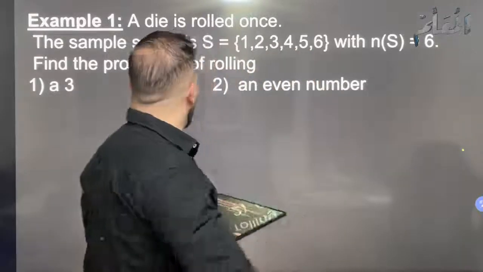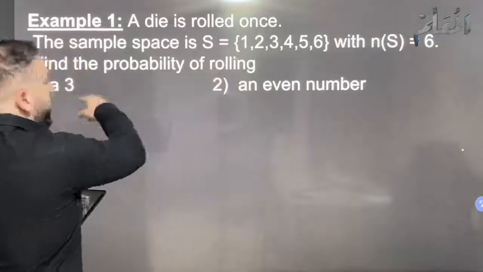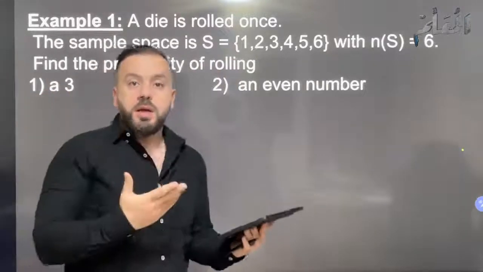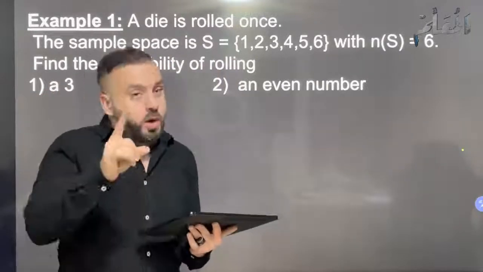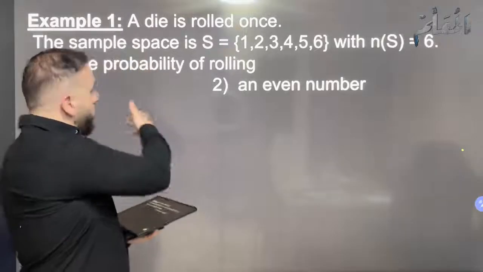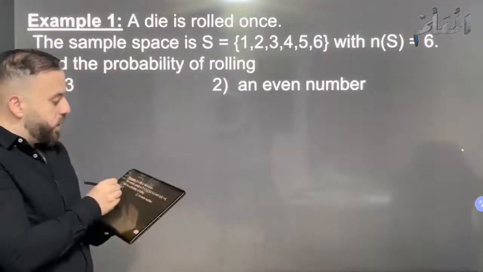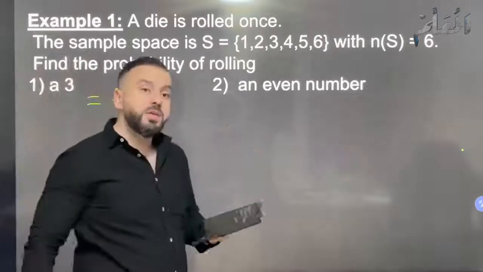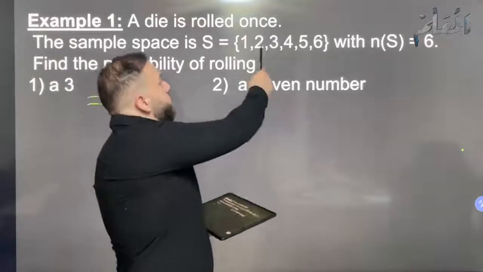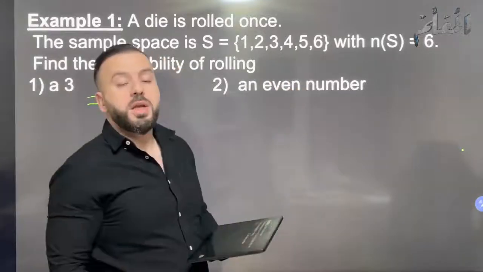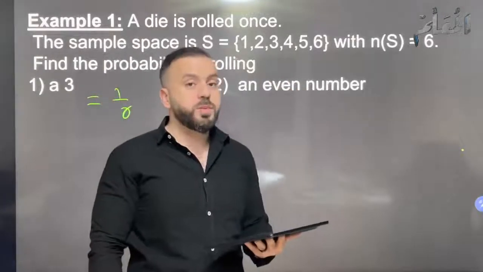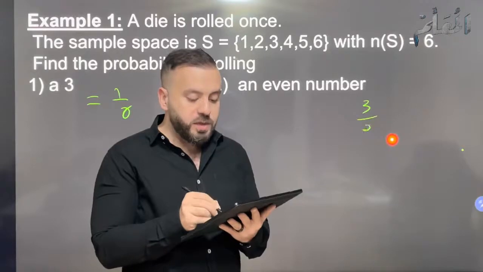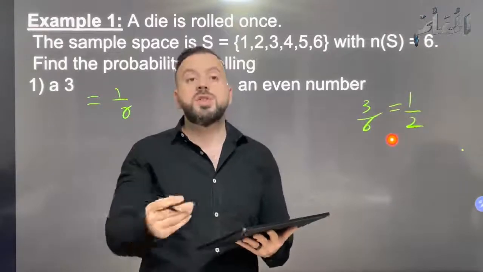So let's check now. What's the probability to have a 3 on the die? There are 6 outcomes, and I want 1, so 1/6. So here the answer is 1/6. And what's the probability to have an even number on the die? Even number means 2, 4, 6. There are 3, so 3 out of 6, which means half. So this is the end of question 1.